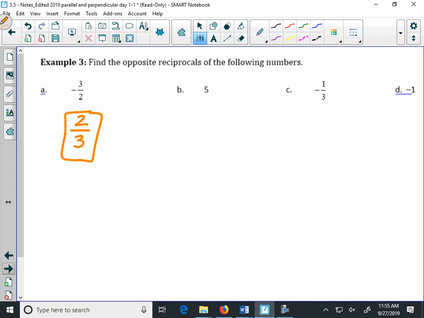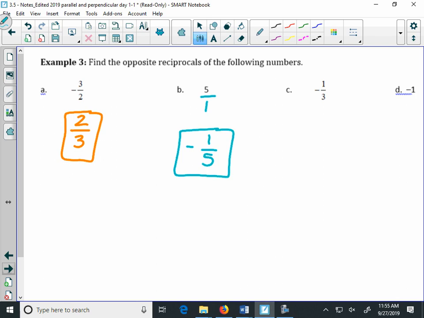When we have a whole number, I think it's helpful to make it into a fraction. What do we put all whole numbers over? 1. So what's the opposite reciprocal of 5/1? Yeah, negative 1/5. We make it the opposite sign, and then we just flip that fraction.